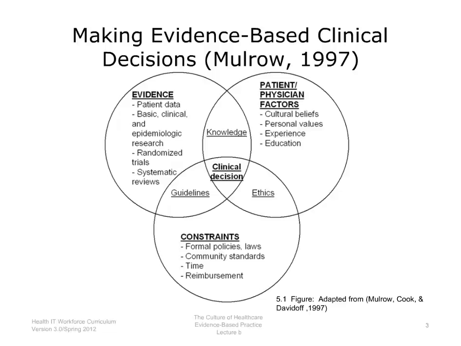The third aspect of making a clinical decision is constraints. There are formal policies and laws and community standards. There may also be issues of time. If a patient is acutely ill, there may not be enough time to do what the absolute best evidence would support. Then, of course, there are issues of reimbursement. For example, what will be covered by insurance?